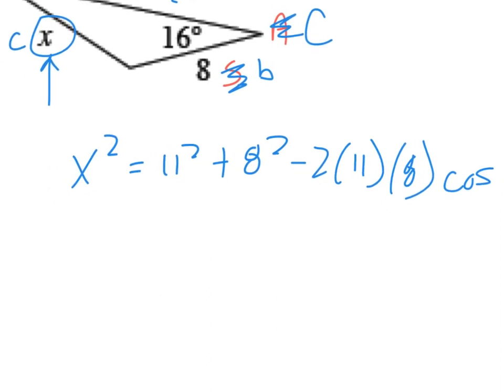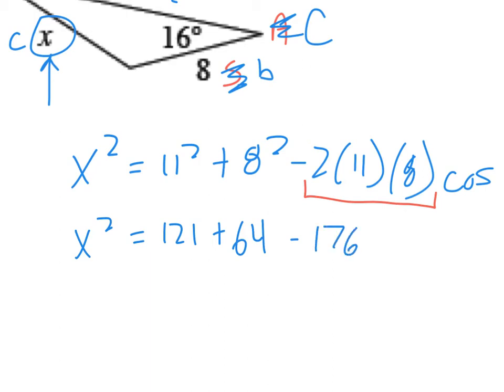Now there's just a bunch of algebra that has to take place. So x squared is going to equal 121 plus 64. I squared both of those. Then I'm going to multiply these three numbers together, so that's minus 2 times 11 times 8. I'm just going to type that into my calculator right now and see what I end up getting. That's 176 times the cosine of 16 degrees.